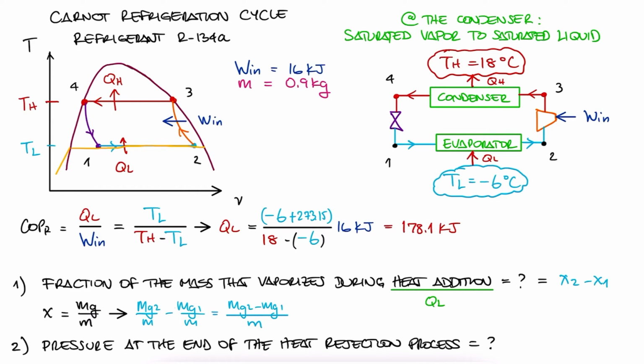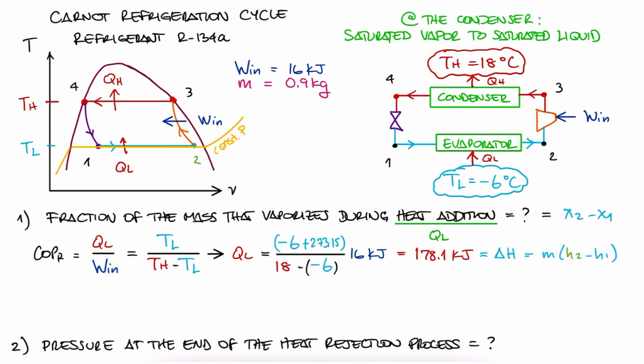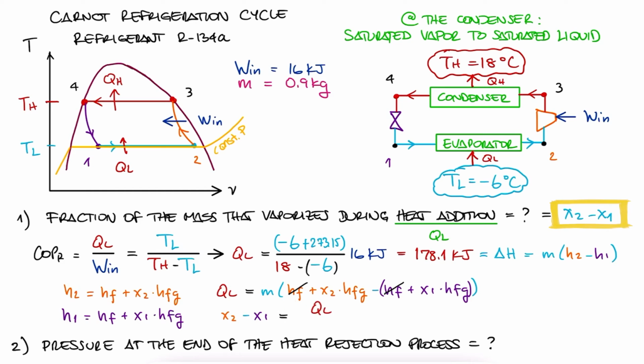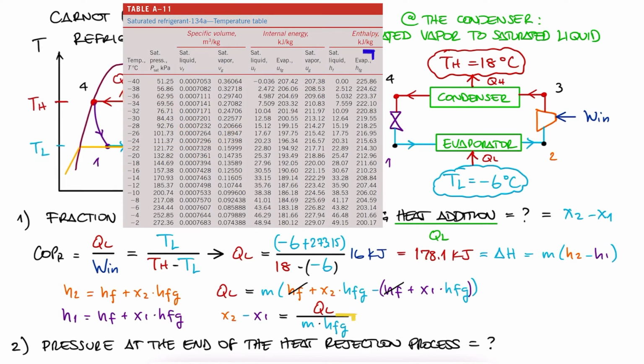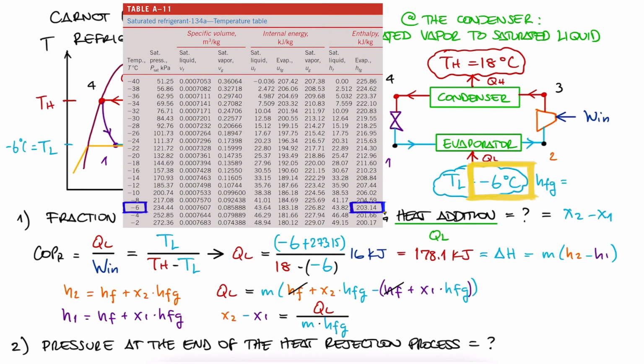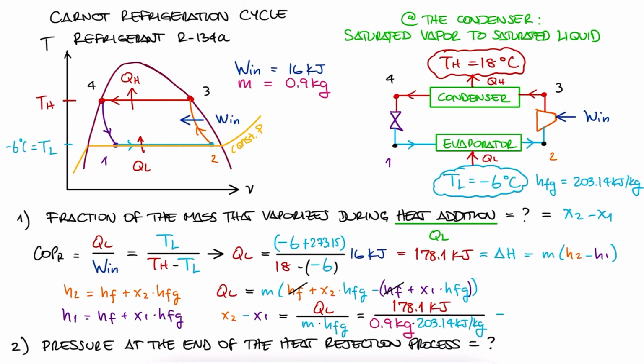And since this is a constant pressure process, this heat is equal to the change in enthalpy. H2 is HF plus X2 times HFG, and H1 is HF plus X1 times HFG. We solve for X2 minus X1. We look up the value for HFG for a temperature of -6 degrees Celsius and substitute the heat and the given mass to find the fraction of mass that vaporizes.